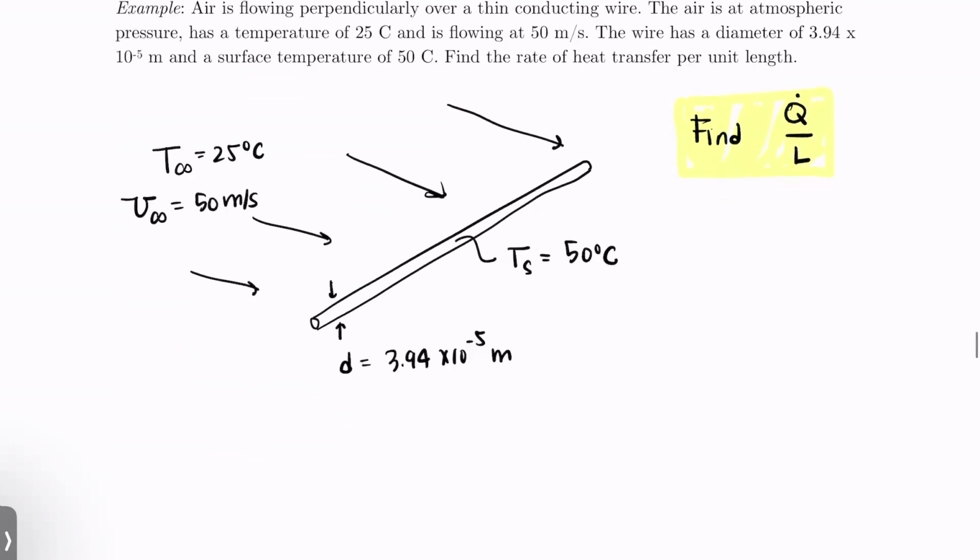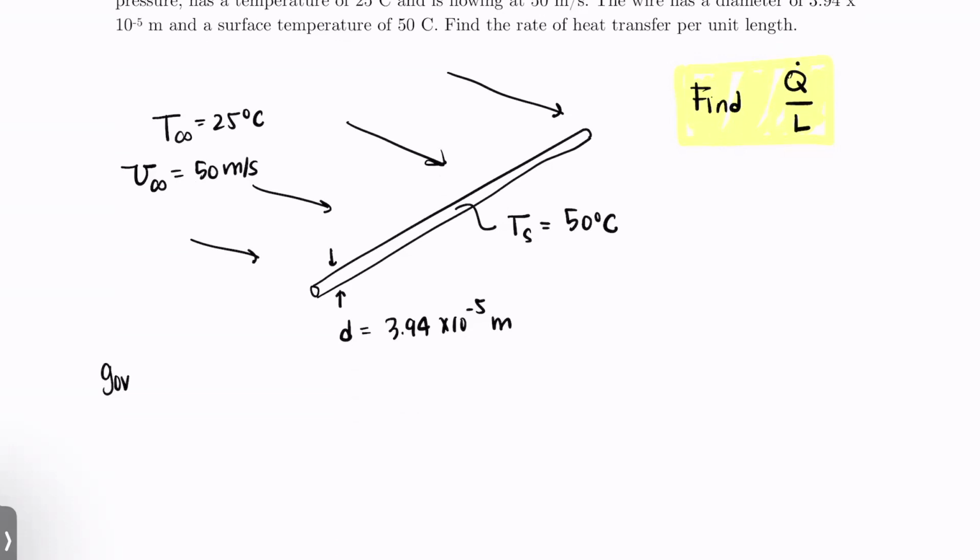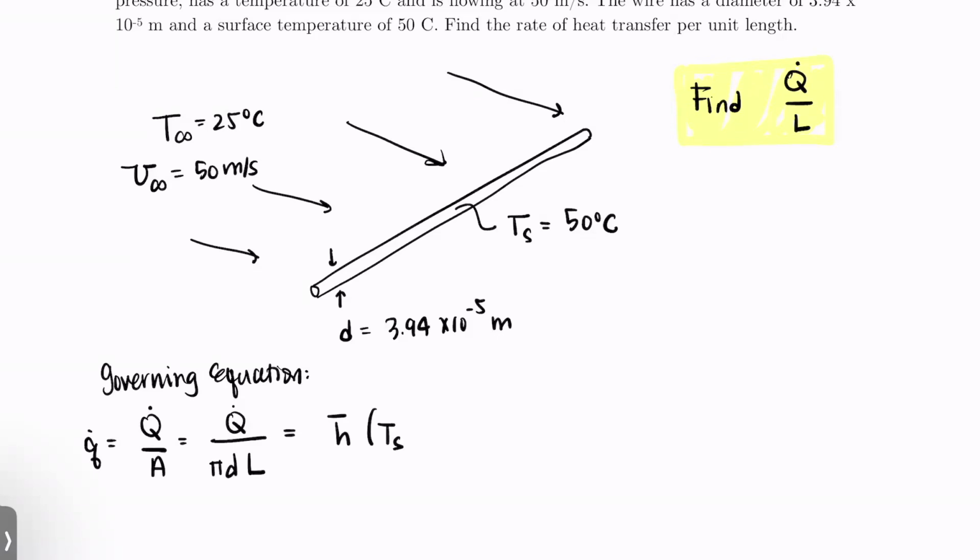All righty. So let's start with our governing equation. We have Q dot is equal to capital Q divided by A. And I can rewrite A as pi times D L. So A is our surface area. We have the circumference of our circle times the length. That would be our surface area. And this whole thing is equal to H bar times TS minus T infinity.